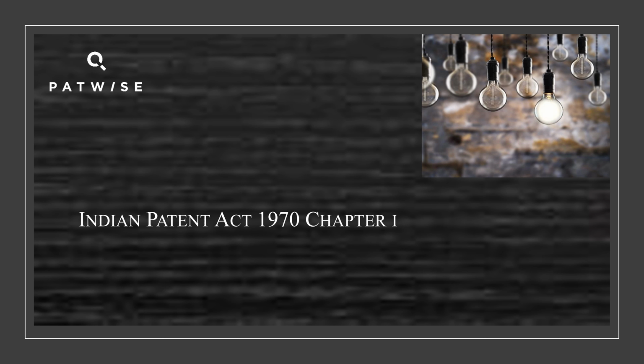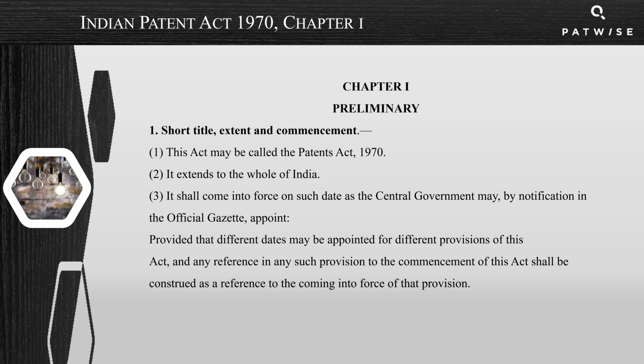Indian Patent Act 1970 Chapter 1. Chapter 1 of the Indian Patent Act talks about the short title, extent and commencement. It says the Act may be called the Patents Act 1970, extends to the whole of India, and shall come into force on such date as notified by the official gazette.